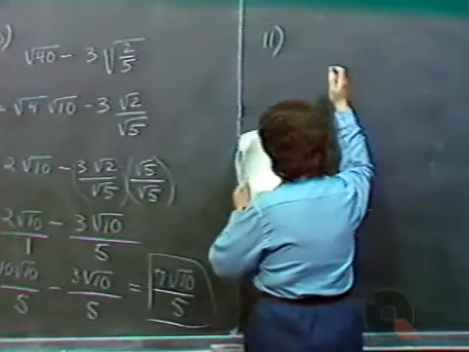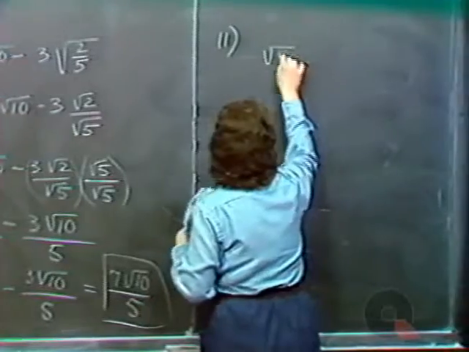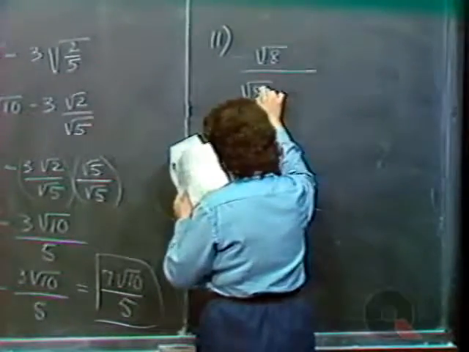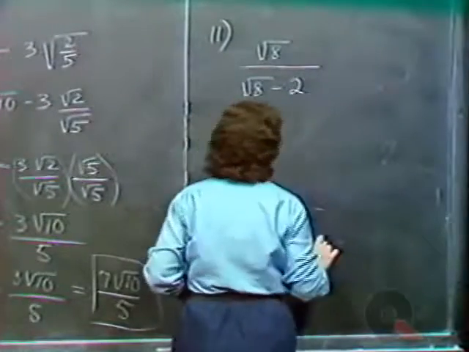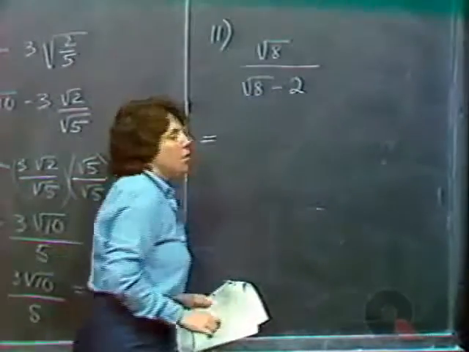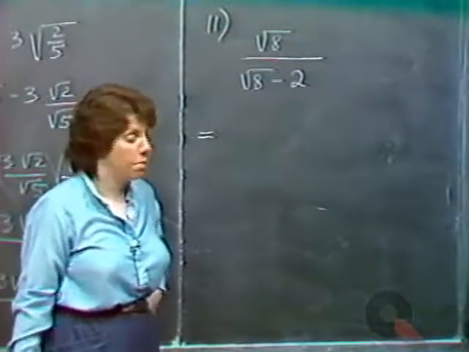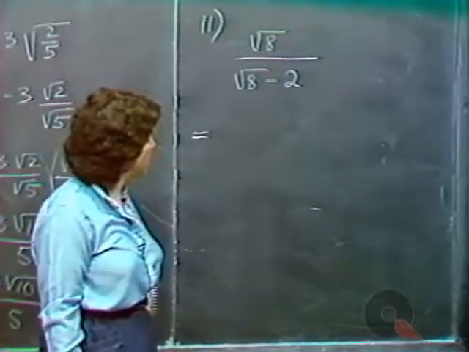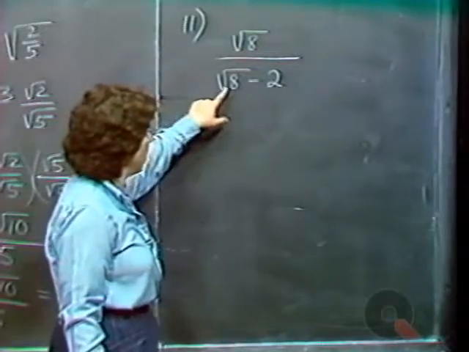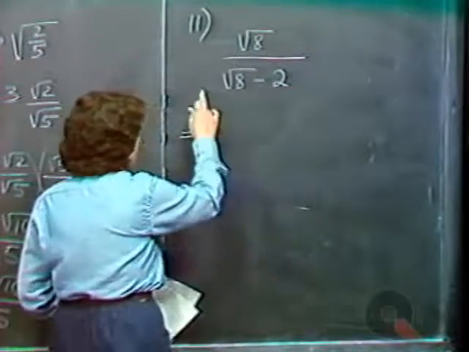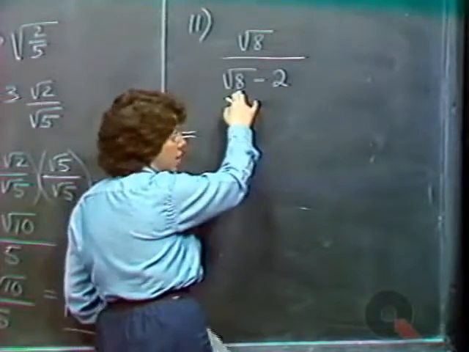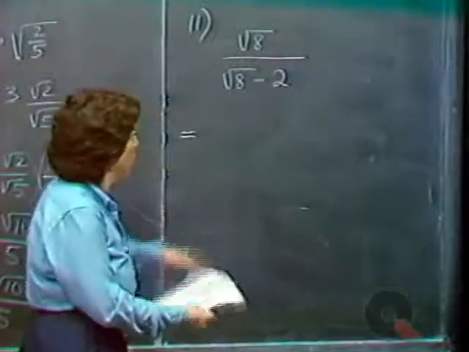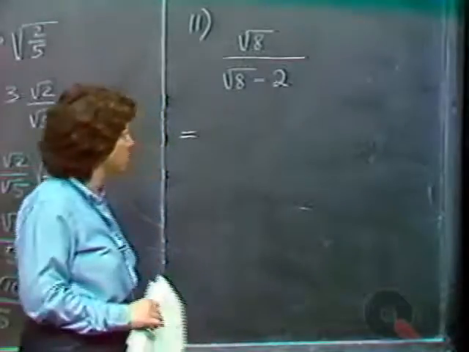Problem 11. We want to simplify the following. The square root of 8 divided by the square root of 8 minus 2. We want to put this into simplest radical form. However, we have a radical in the denominator. We can't simply say I'll multiply top and bottom by the square root of 8, because when you multiply the bottom by the square root of 8, the square root of 8 times the square root of 8 gives you 8, but then minus 2 times the square root of 8. So it'll just reappear in the second term instead of the first.